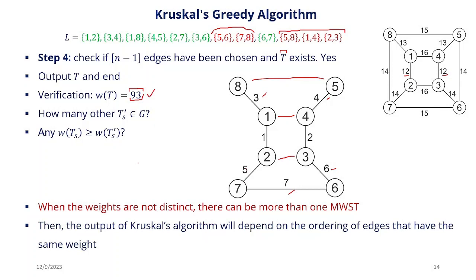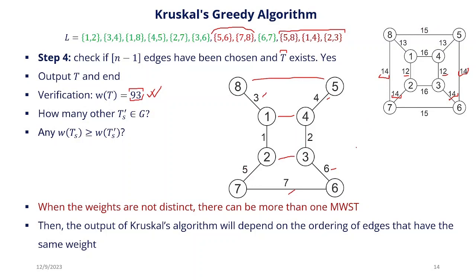So in such a condition, the output of the Kruskal algorithm will depend on the ordering of edges that have the same weight. So we could have actually gotten another spanning tree that does not look like this and is also a minimum weight spanning tree. Why? Because the weights of a lot of the edges are duplicated. We have 14 here, 14 here, 14 again, 14 again, 12 here, 12 here, 16, 16, 15, 15, 13, 13. It's going to give us several minimum weight spanning trees. The only time you are going to get a unique minimum weight spanning tree is if none of the weights of the edges is duplicated.